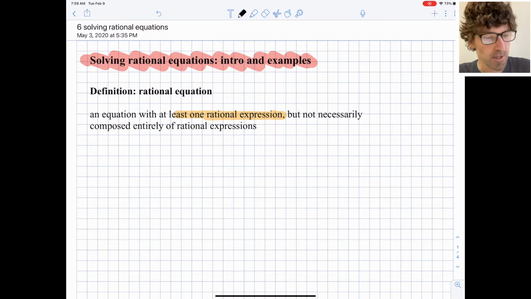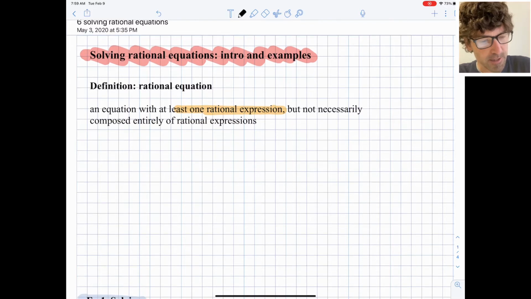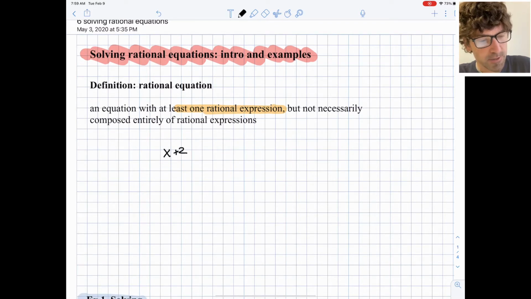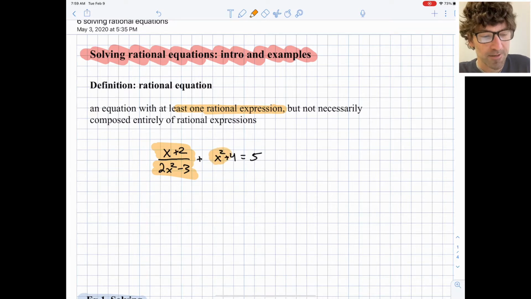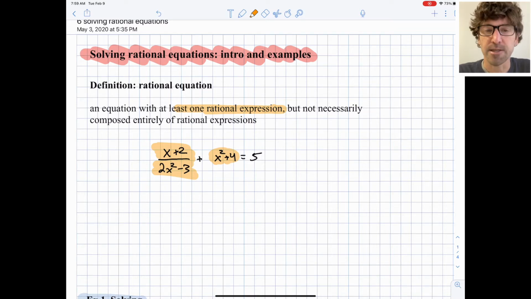So as an example, we might have an equation that looks like this: x plus 2 over 2x squared minus 3 plus x squared plus 4 equals 5. So you can imagine maybe we wanted to solve for x in this situation, and to make a connection with the definition I just gave you, this is a rational expression. This is a quadratic expression, right? And so a rational equation in this case is not composed entirely of rational expressions, but it definitely needs at least one rational expression in there.